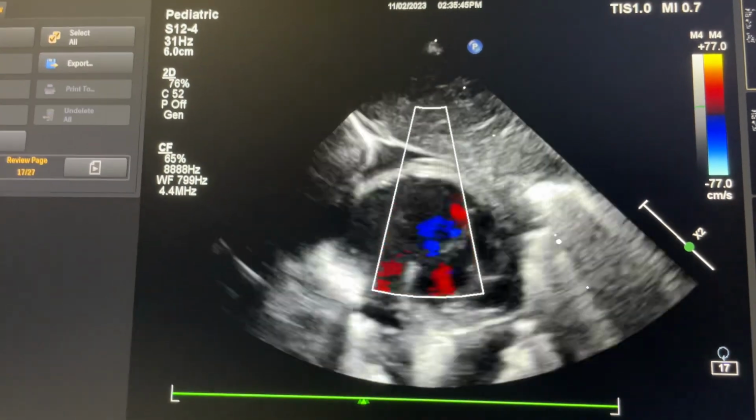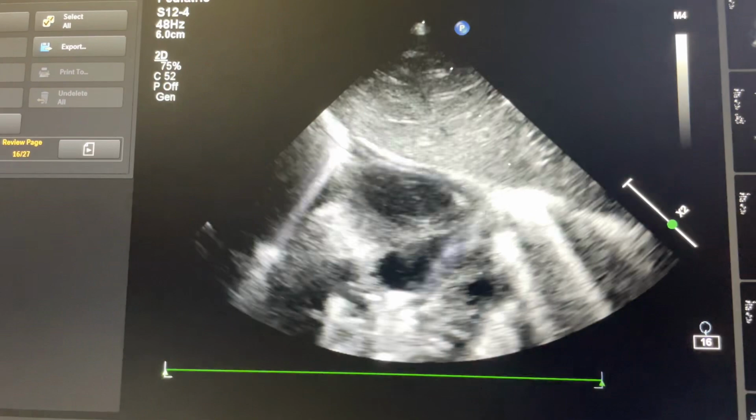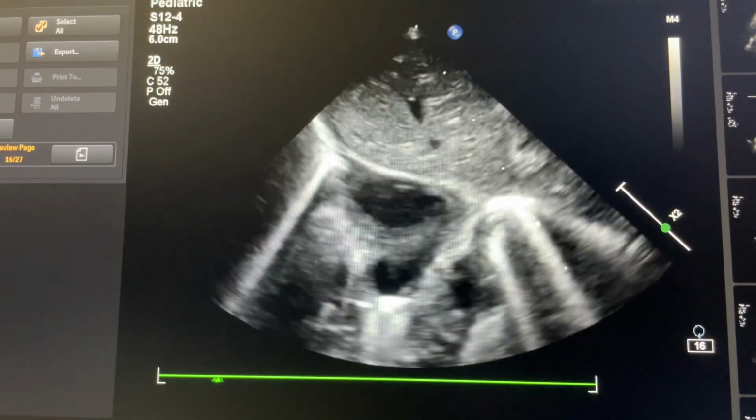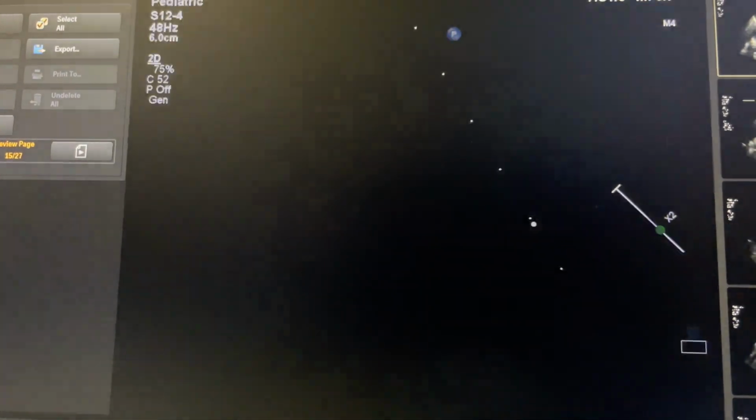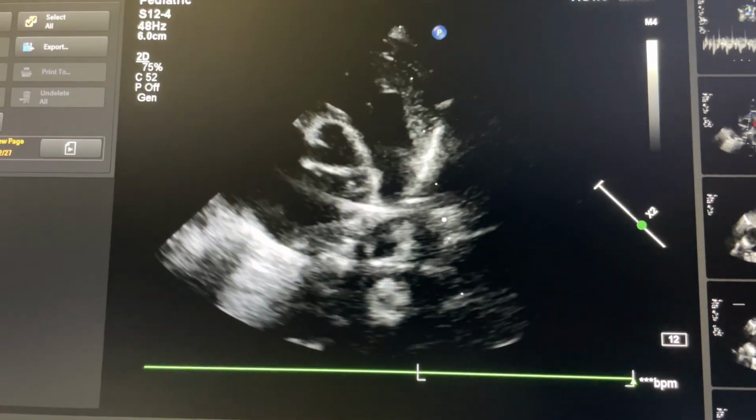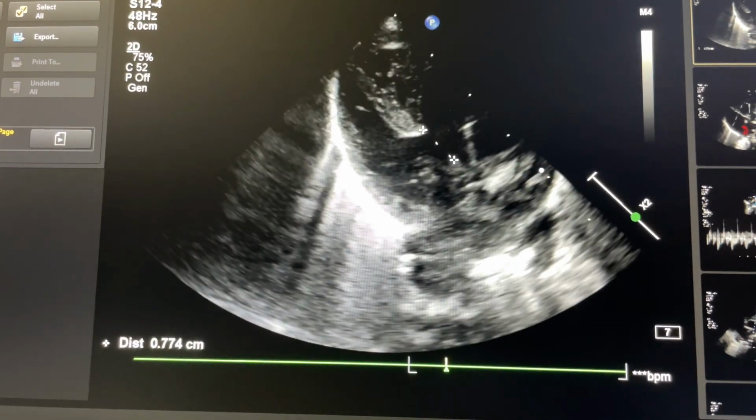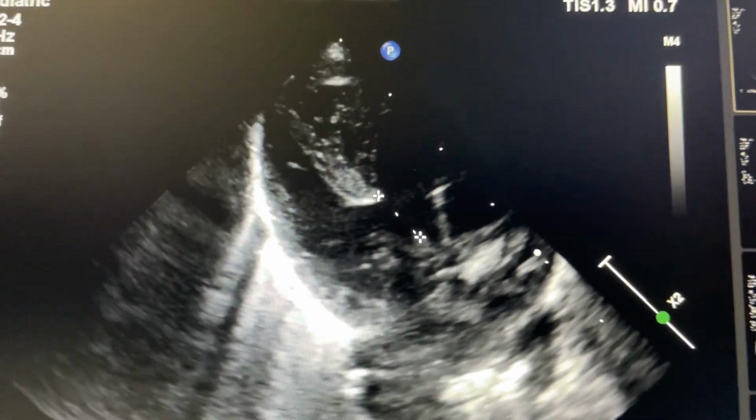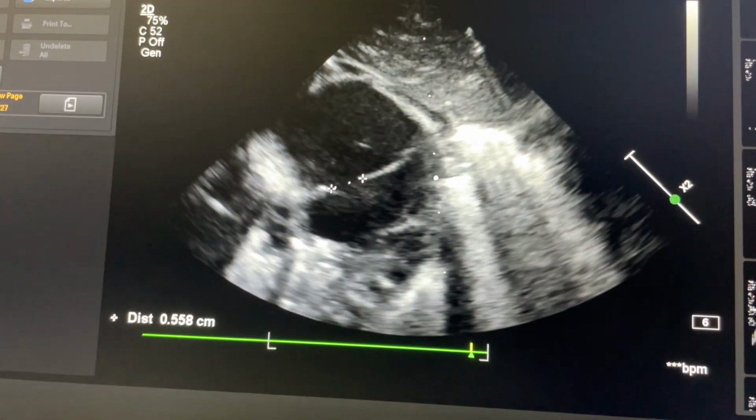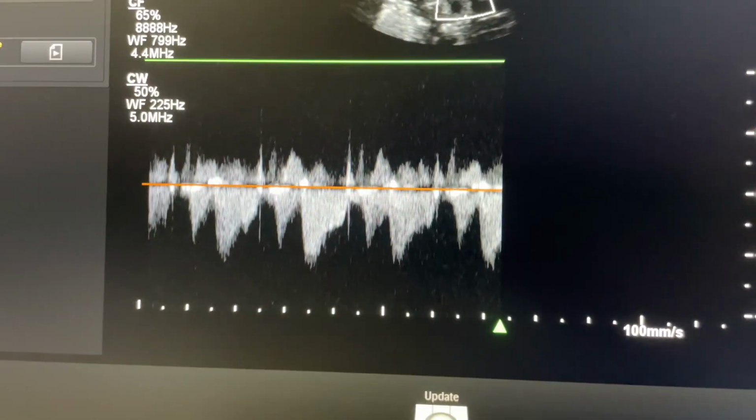So this is the case of complete AV septal defect with ostium secundum ASD. Very small PDA. AV valve regurgitation is very minimum in this case. This is the size of inlet VSD. The size of ostium secundum ASD.